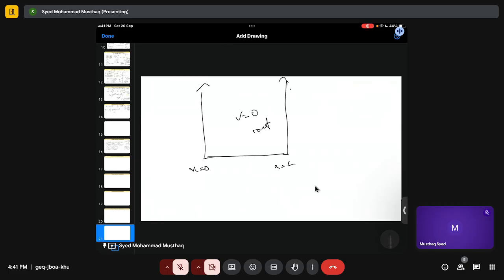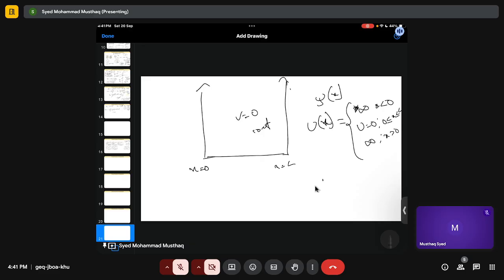So for simplicity, let's assume this. Let's define our wave function psi(x) and our potential energy first. The potential energy is infinite if x is less than 0, it is 0 if x is between 0 and L, and again it is infinite when x is greater than L.